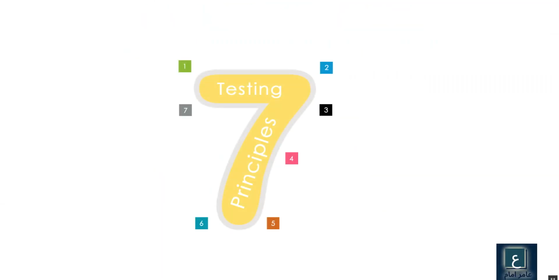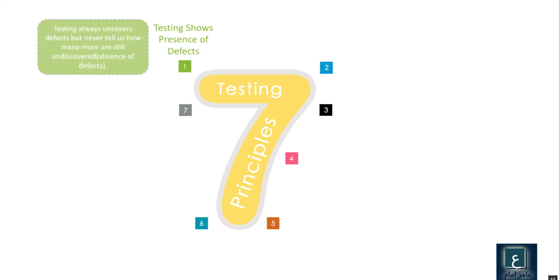So principle number 1, testing shows presence of defects, which means testing always uncovers defects but it never tells us how many more are undiscovered. So we can say testing can reduce the count of undiscovered defects in the system or software, but even if no defects are found, it is not a proof of correctness.